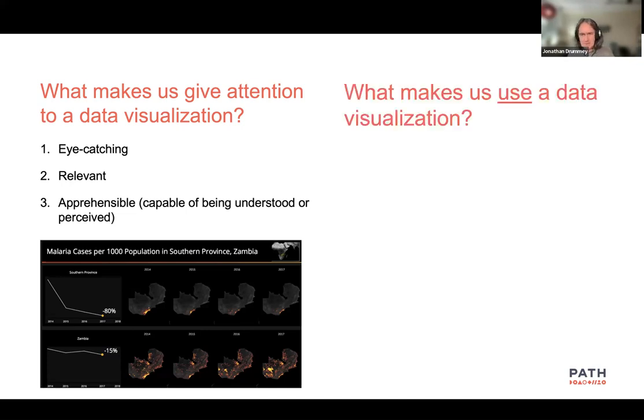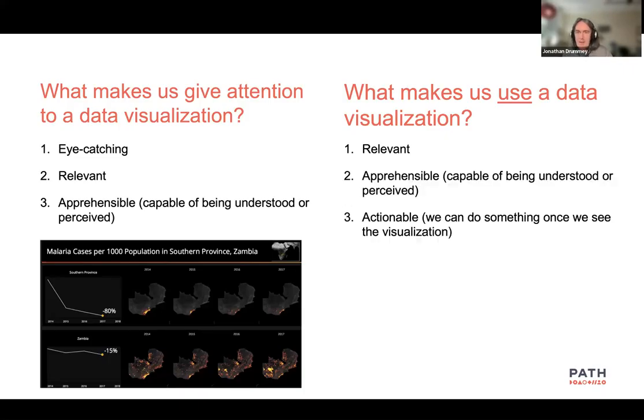So this is all stuff that makes us give attention to it. But the thing that we really care about as we're building our visualizations is that people are putting them to use, that they are using these visualizations involving climate data, involving case incidence data, and so on in their daily work. And this changes the priorities here. So first of all, it does need to be relevant and it needs to be apprehensible. And the data also needs to be actionable in some way. So when we see this visualization, what are we going to do?